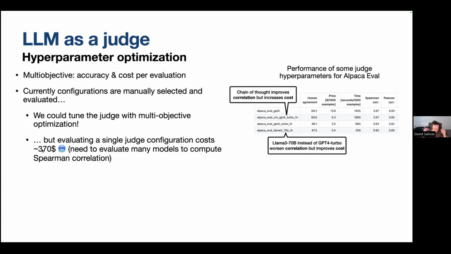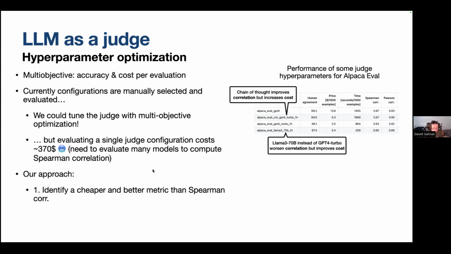Because you need to annotate a list of prompts. For instance, in Alpaca Eval, there is 805, I think. So you need to evaluate 805 prompts or instructions, and then as many models as you need to compute the Spearman correlation, so typically 20 or 30 models. You need to run your judge through a product of instruction and model, and that's why it's quite expensive.